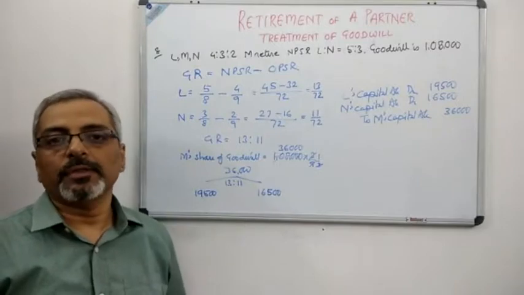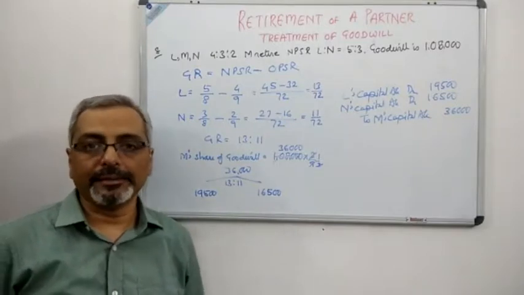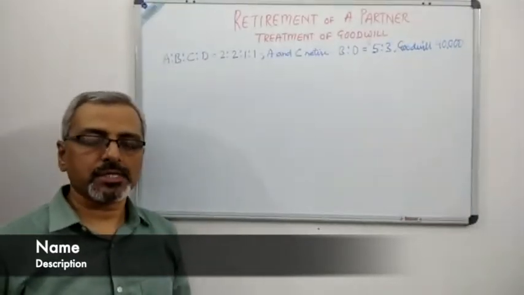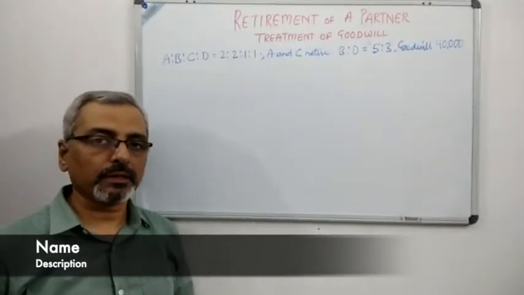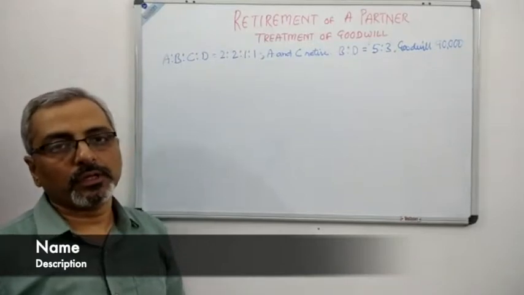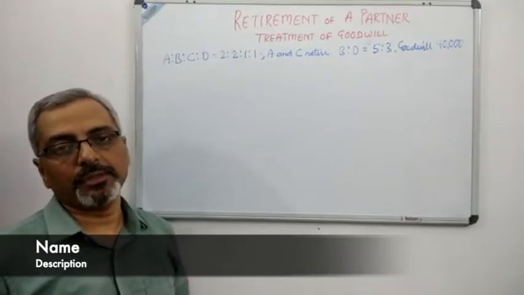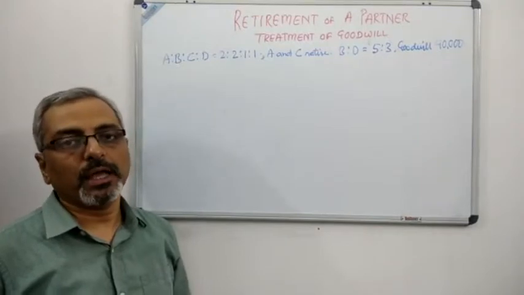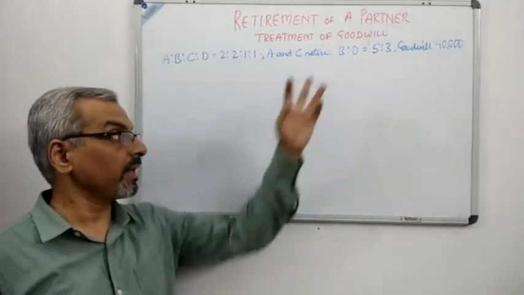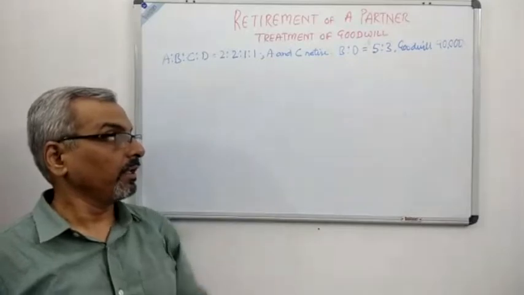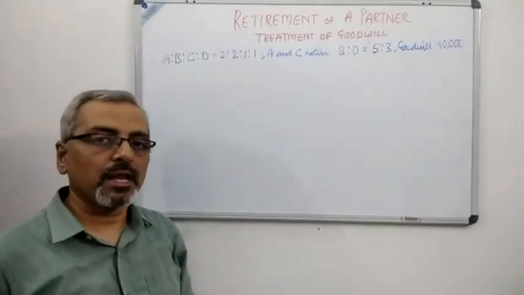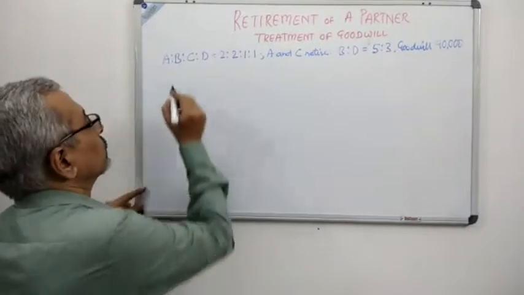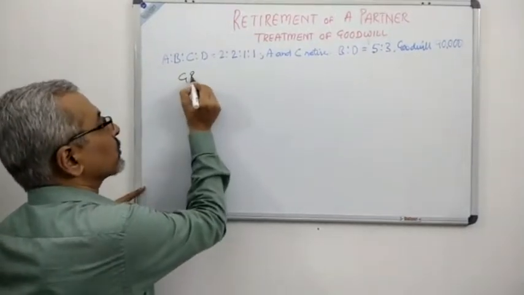Now we'll solve the next sum, sum number 10 of the textbook. In this case there are 4 partners and 2 of the partners have retired. You can see that the 4 partners A, B, C, D have a profit sharing ratio of 2:2:1:1, and 2 partners A and C have retired and the ratio of B and D is 5:3. So let us first calculate the gaining ratio and then we'll do the journal entry. So we are calculating the gaining ratio.